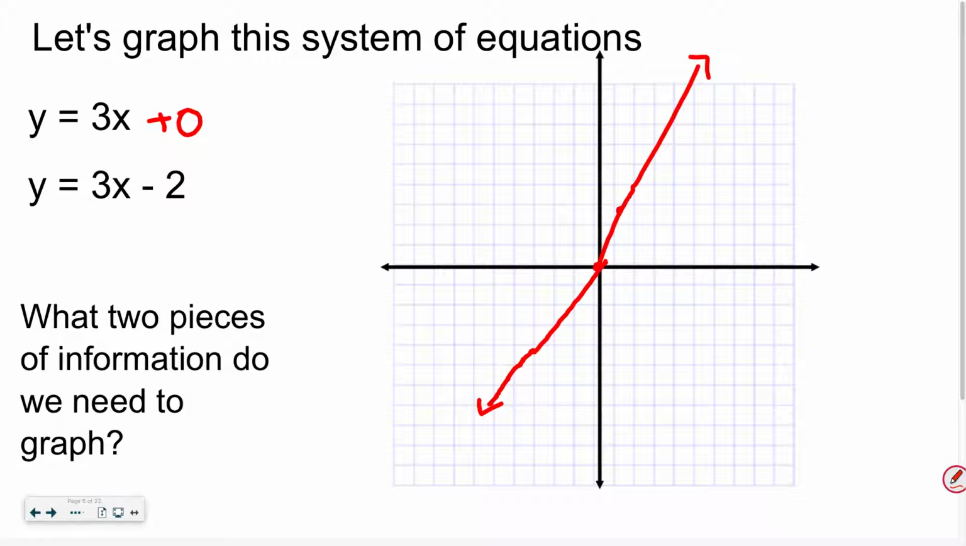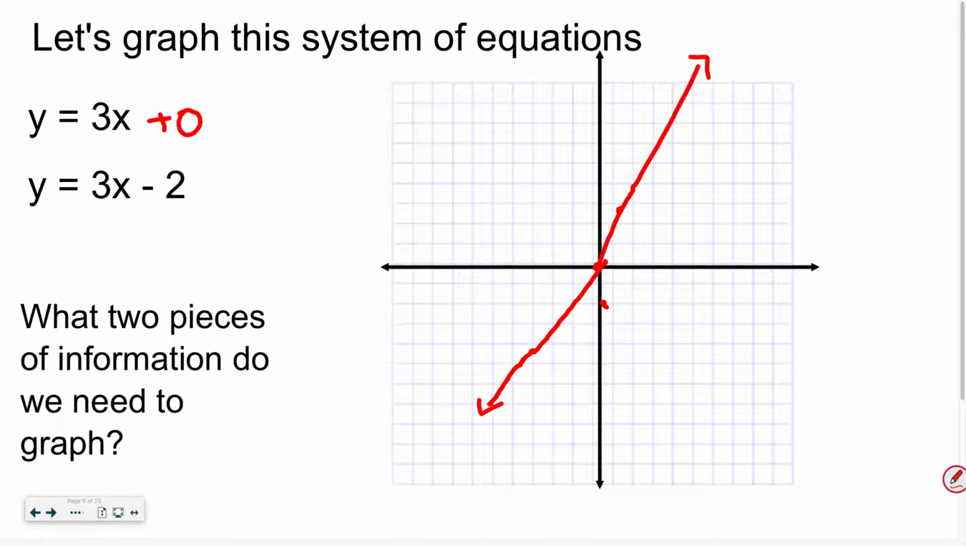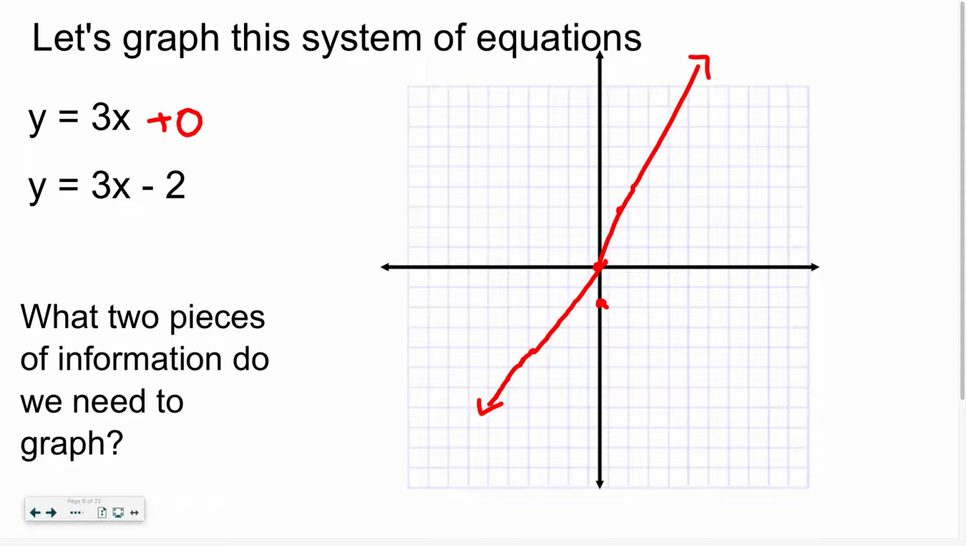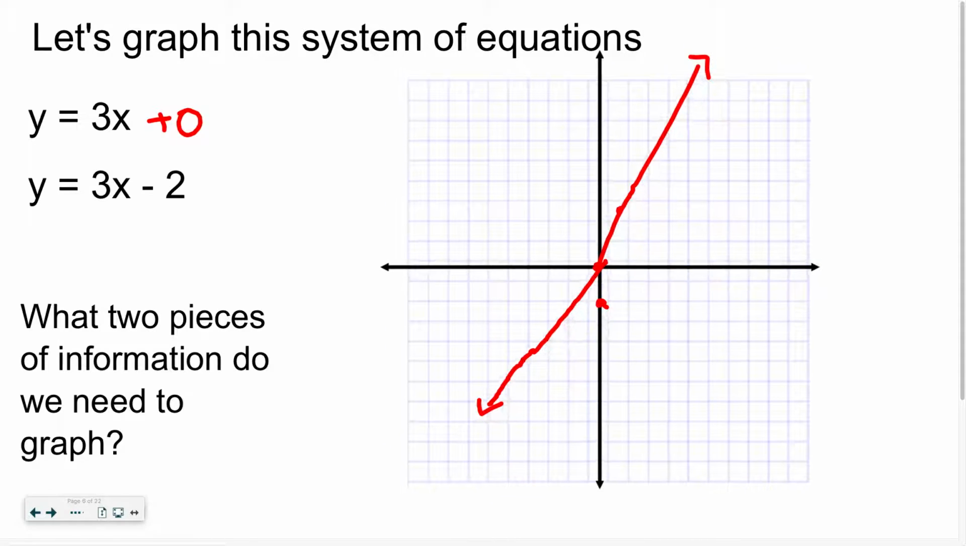Okay, the second one. Where's our y-intercept? What coordinate is our y-intercept going to be on? 0, negative 2. Where are we going from there? Go to the right 1 and up 3.